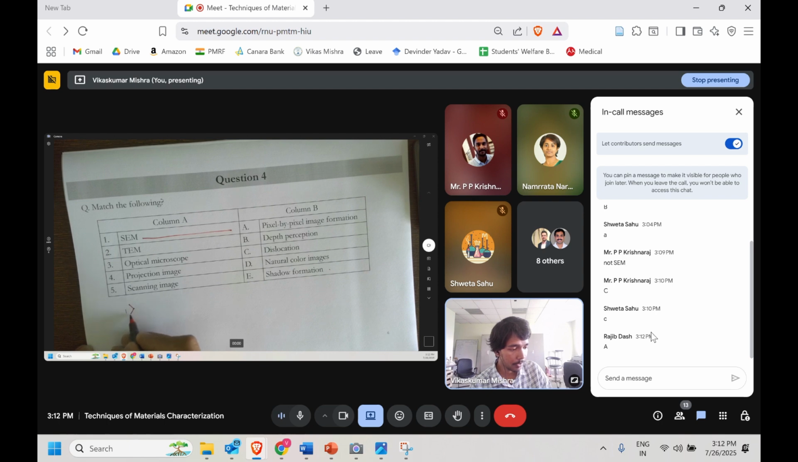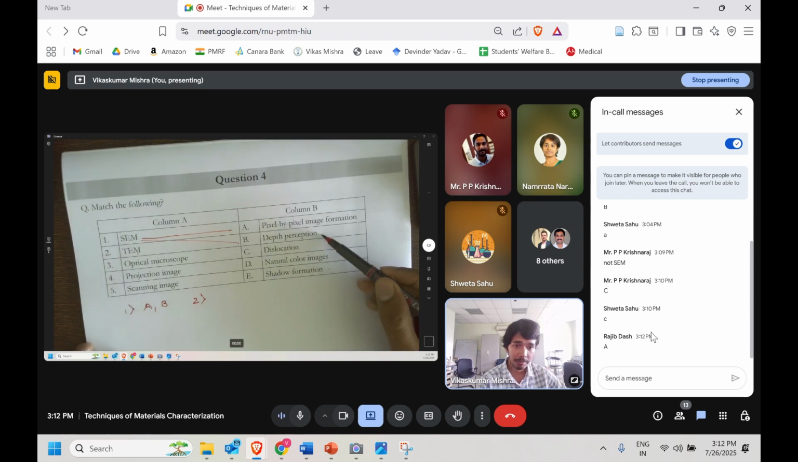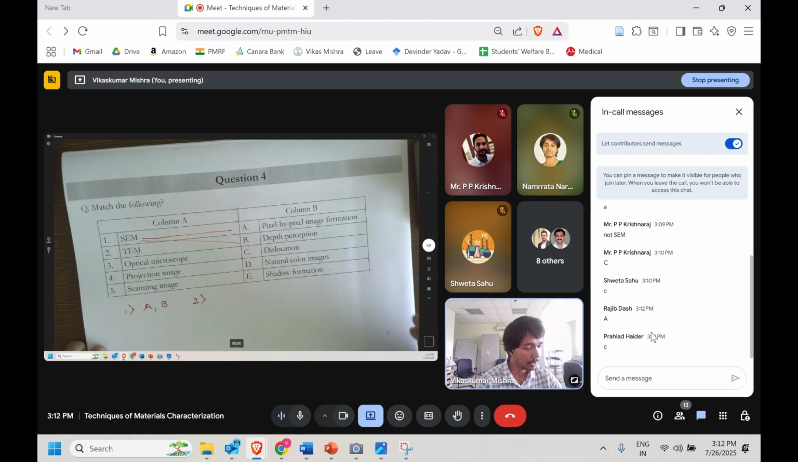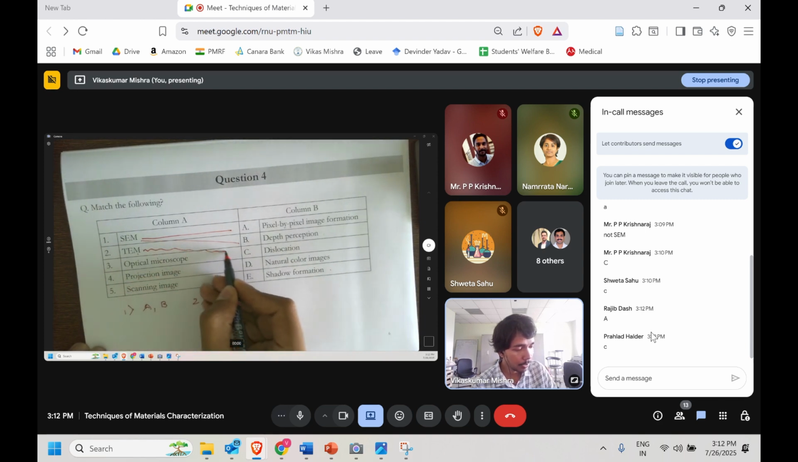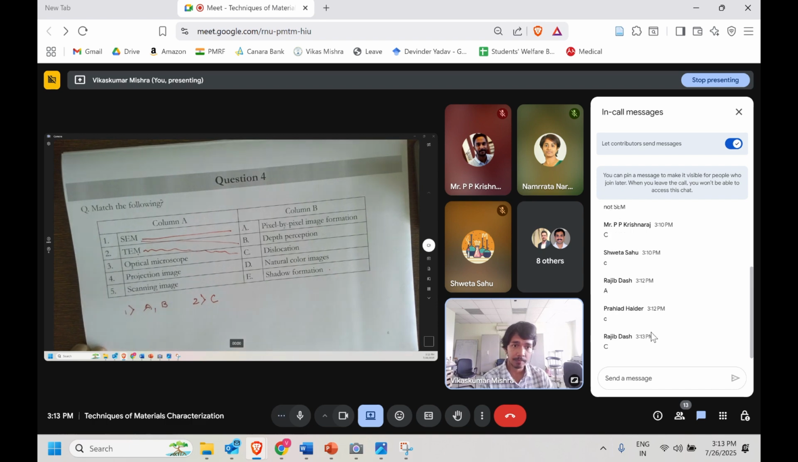For the SEM, we can select the answer A. We can also select the answer B because we know that the depth of field in the SEM is very high. So option B is also the right answer. Now let's go to the second one, TEM. For the TEM, can we get the depth perspective? No, it gives the entire information throughout the specimen. Prahlad, yes, option C, perfectly. So the right answer is option C. We can visualize the dislocation over here. Correct? Very good. Let's move ahead.